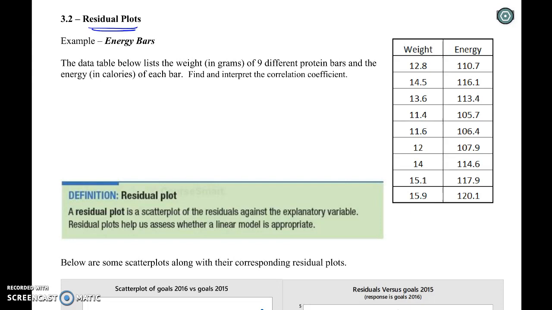So let's start with an example, and this example has kind of been tailor-made to illustrate the need for a residual plot, or at least that's what I'm hoping it does. So pause the video if you want and put this into your calculator. This is fictional data about the weight of 9 different protein bars and the number of calories in each bar, the amount of energy in each. Directions say find and interpret the correlation coefficient.